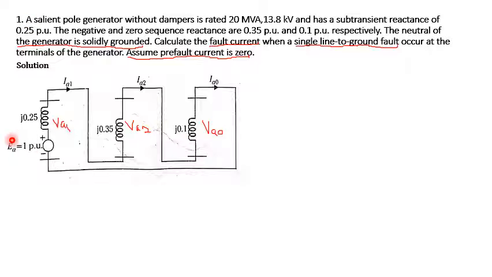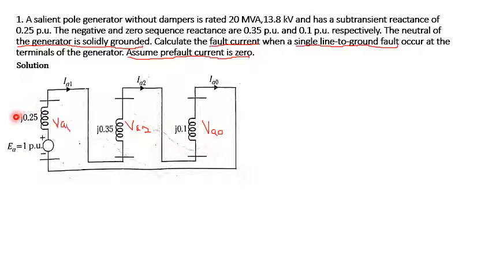So EA is 1. Why do we say EA1 is 1? EA is equal to 1 per unit because we are assuming that the pre-fault current is 0 and there is no change between the actual and the base values. The terminal voltage is 13.8 and the base voltage is also 13.8. 13.8 divided by 13.8 gives 1 per unit. That's why we are considering EA equal to 1 per unit. This is very important.